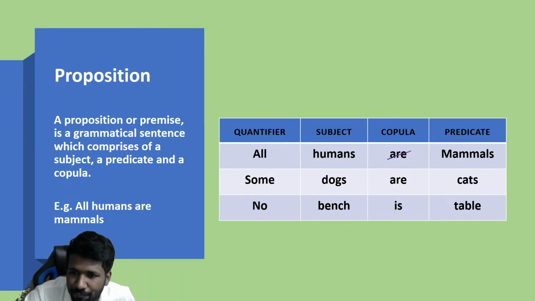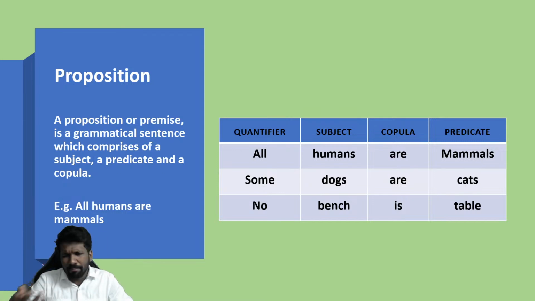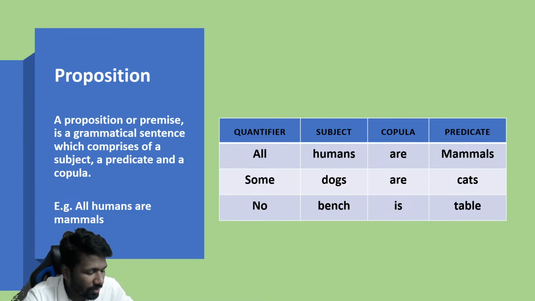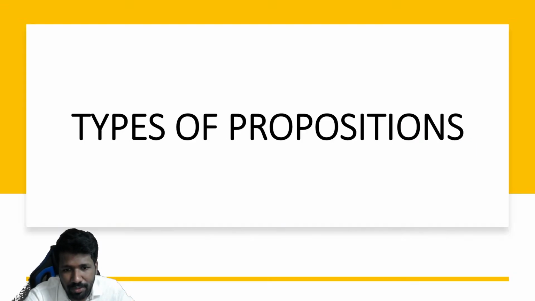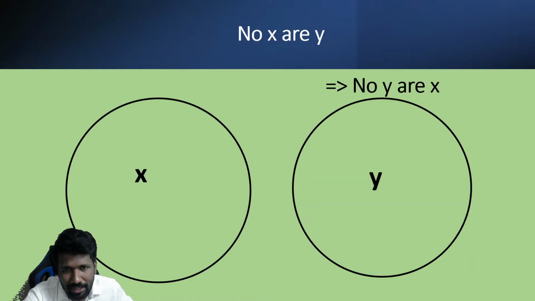But if it is may be, as in all humans may be mammals, that may not be true in all cases. Some cases also is fine. Yeah, this example is not that relatable. With questions, you will get more clarity. So that much theory, I hope it is clear.